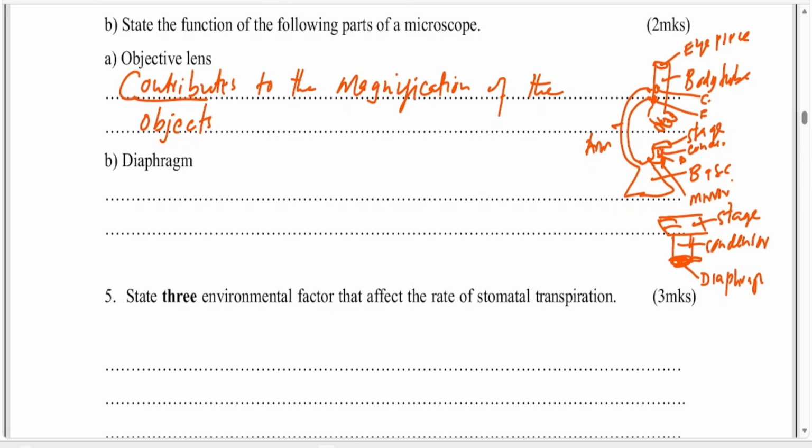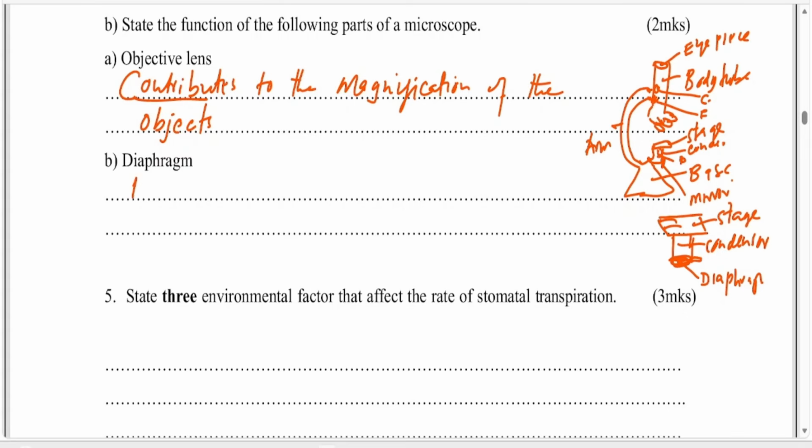So what is the role of the diaphragm? Diaphragm, as you can see, the regulator here is to regulate the amount of light that reaches or gets onto the stage through the condenser. So the work of the diaphragm, it regulates the amount of light passing through the condenser to illuminate the specimen.